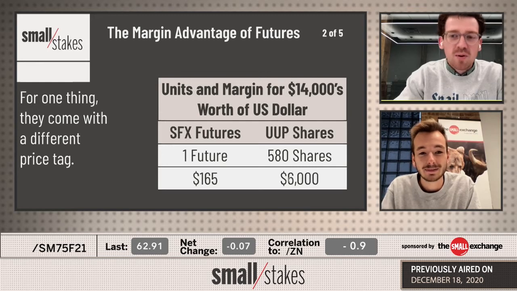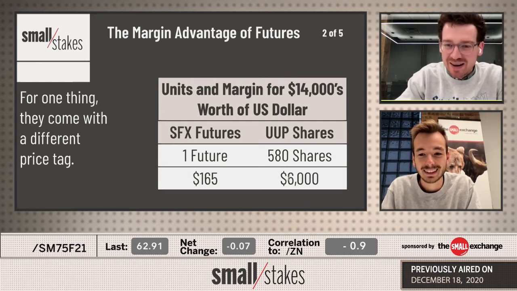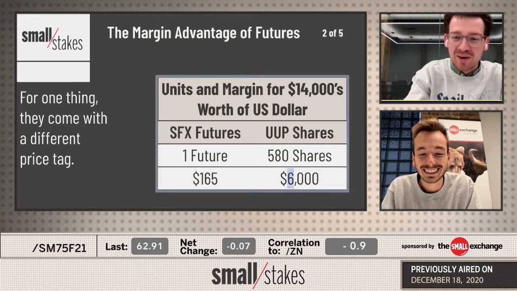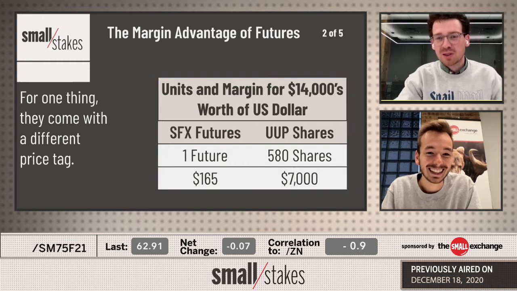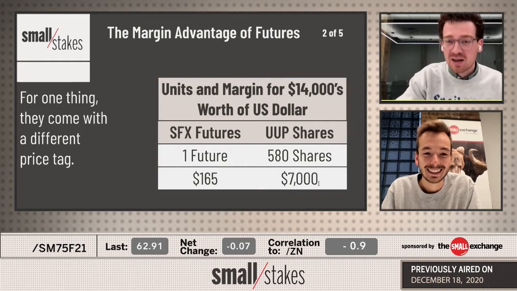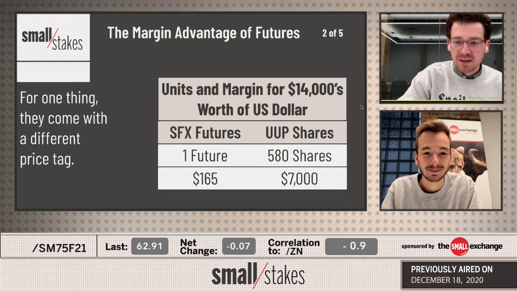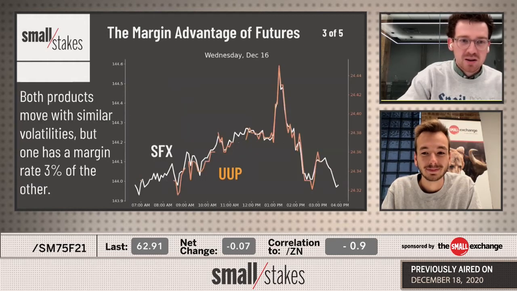And I don't normally mess up, Michael. You know that. I'm pretty good on this stuff. I actually even undersold it. It's 7 grand at 50% here, which is the margin requirement for most stock trades. In some places, it's 100%. 7 grand here to trade 14 grand in US dollars when you're using UUP, the ETF version of this market, as opposed to SFX, the futures version of this market.